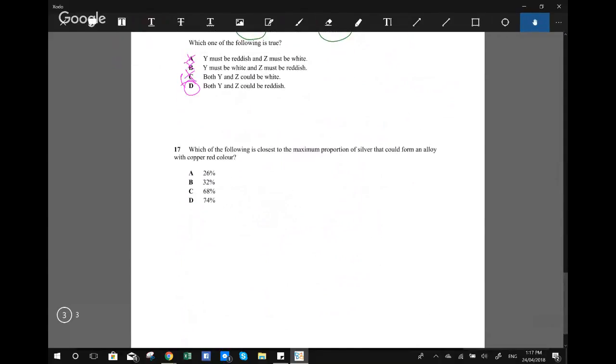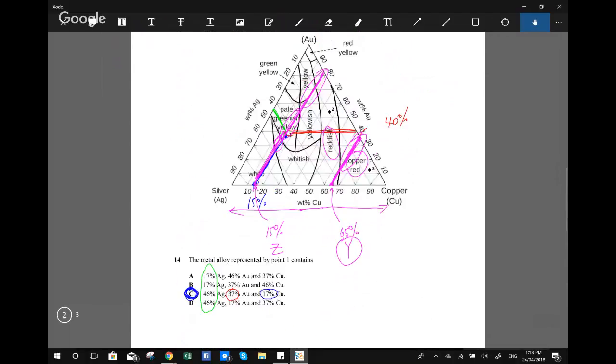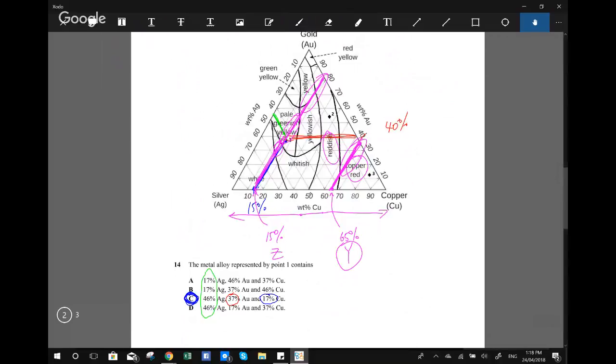Okay, and we're down to our final question, 17. Which of the following is the closest to the maximum proportion of silver? Okay, the maximum proportion of silver, so we're talking about Ag, that could form an alloy with copper red color. Okay, what is the maximum proportion of silver that could form an alloy of copper red color? Okay, let's go have a look at copper red color. Get rid of some of these lines. It's starting to get a bit messy.